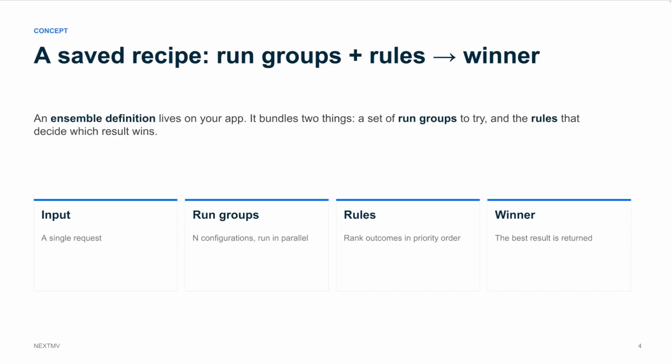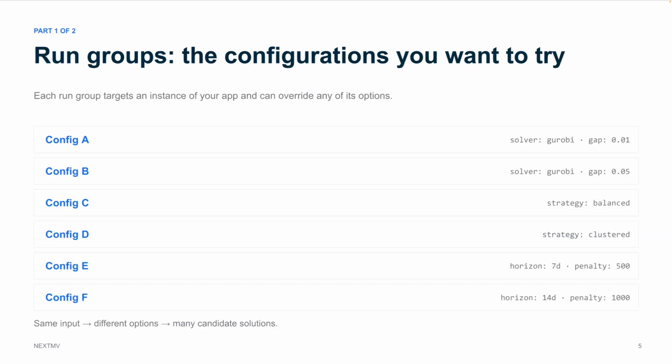So an ensemble definition bundles two things, a set of run groups. So these are different configurations of your app, and a set of rules that decide, once those configurations have produced their results, which one gets returned. So you have one input in, and candidates produced, and one winner out.